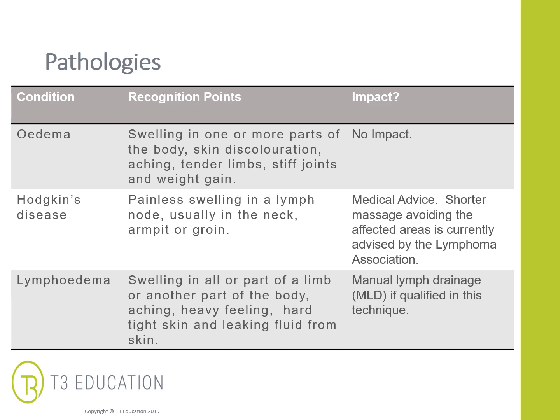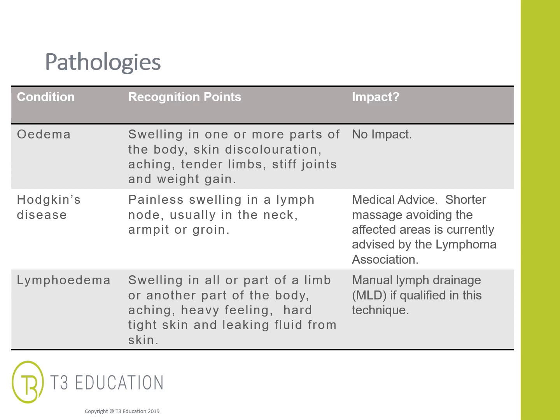Hodgkin's disease is a painless swollen lymph node, usually found in the neck, armpit or groin. You should seek medical advice and GP approval. Short-term massage avoiding the area is currently advised by the Lymphoma Association. But if in doubt, always ask for GP approval.